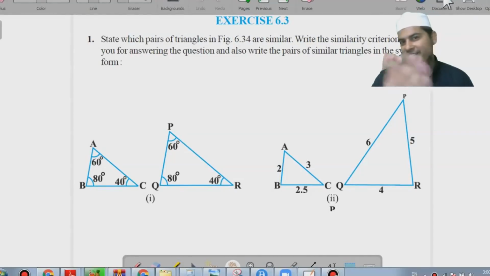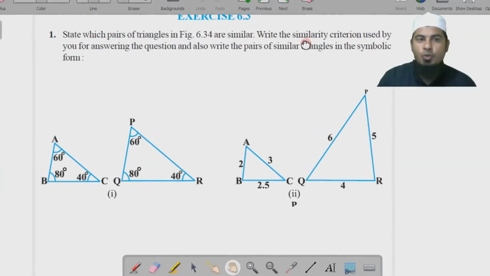Welcome. Here is your exercise 6.3. State which pair of triangles in these figures are similar. Write the similarity criterion used by you for answering the questions, and also write the pair of similar triangles in symbolic form. Let us do that.